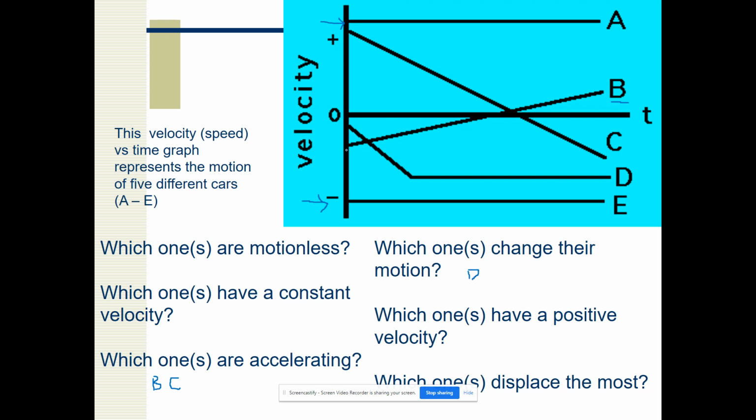B, on the other hand, was going backwards, and it's slowing down as it's going backwards until it gets to a stop, and then it starts going forward. So the second part of B also has a positive velocity.